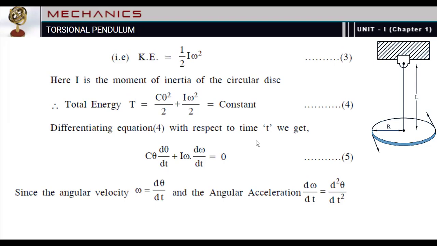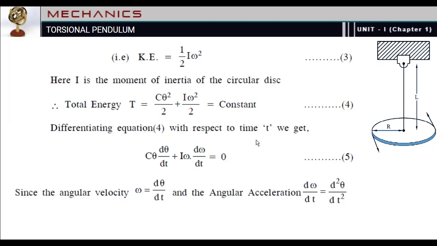d theta by dt. In the same way, we are going to differentiate I omega square by 2. Here I is a constant. Omega square, while differentiating, will become 2 omega into d omega by dt. Already the half is there, so both are cancelled. So finally we will get I omega into d omega by dt. Here this equation has to be changed completely to theta or completely to omega. So now we have to change this completely to theta. So we have to replace the omega in terms of theta.